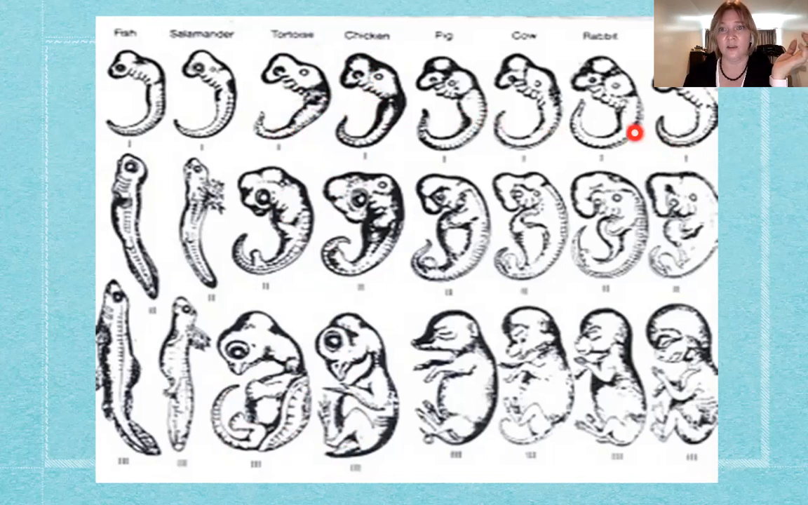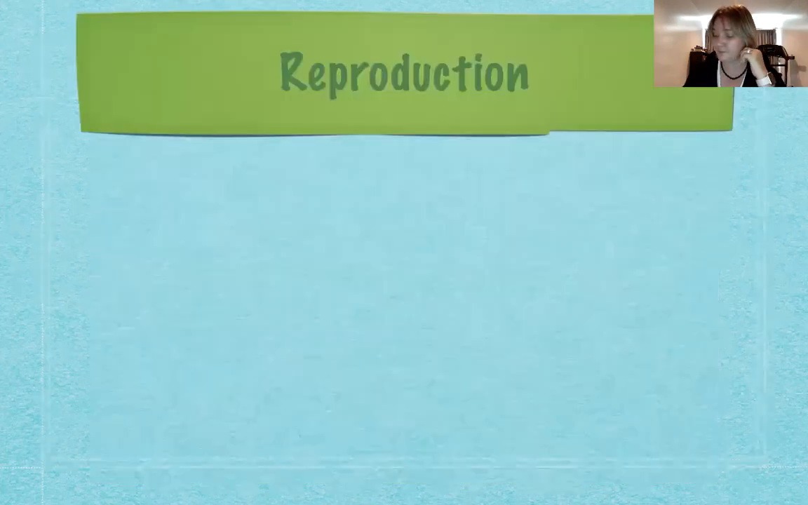And then the last four here, these are the mammals. You can see how similar they are through their development. So you get an idea of how life evolved on this planet and how related we are to other things.